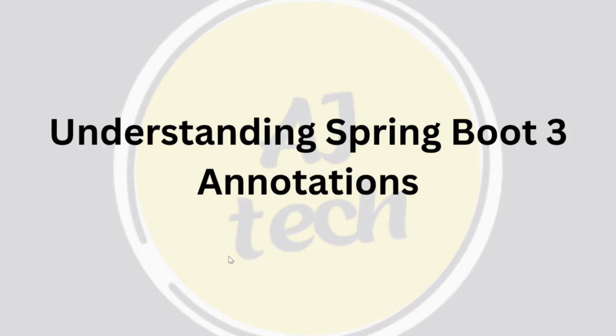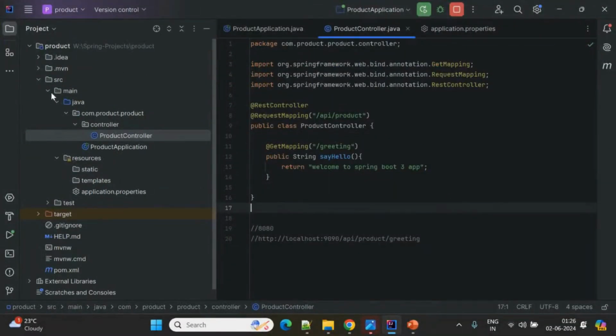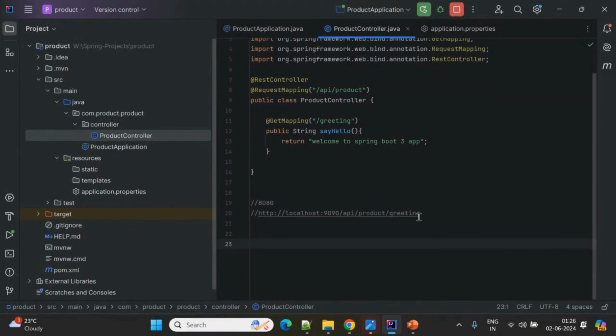The last video, we saw how to create a Spring Boot application, how this application flow will start, and where this application will start execution. Okay, so coming to this video, we'll dive deep into those essential annotations one by one. So first of all, core Spring Boot annotations. What are the core Spring Boot annotations? We'll cover them here.